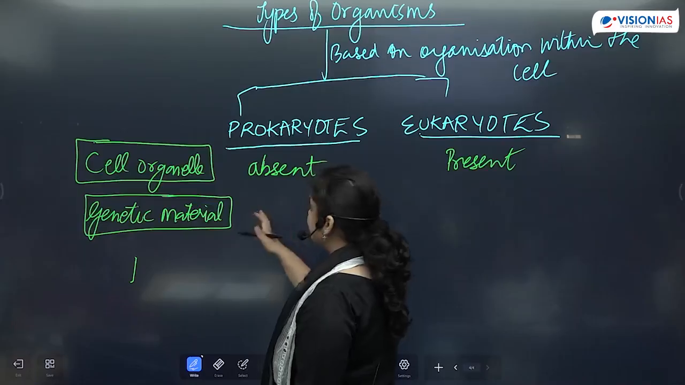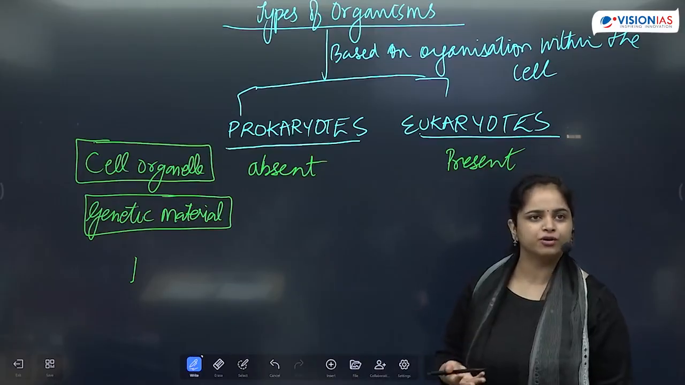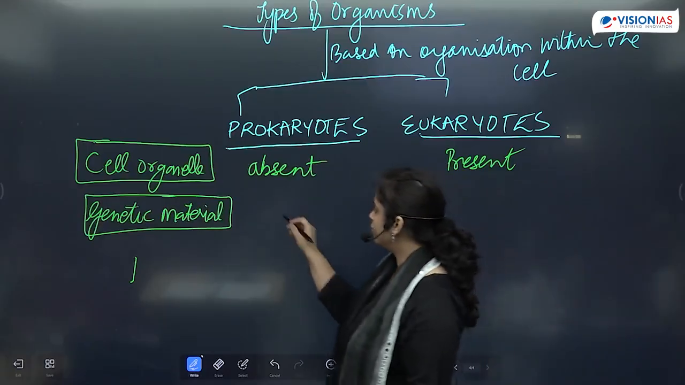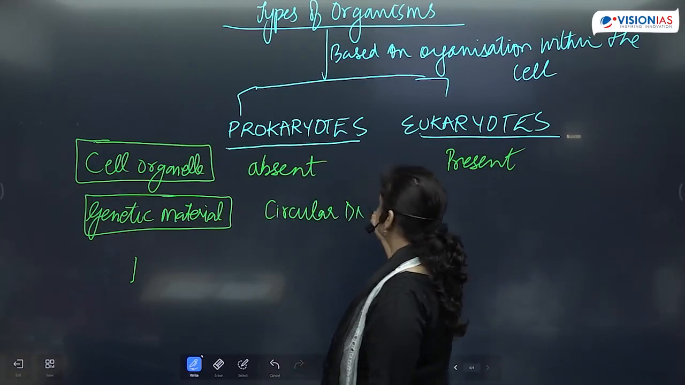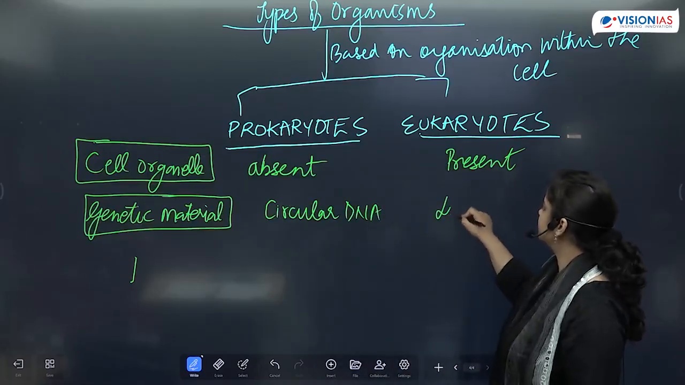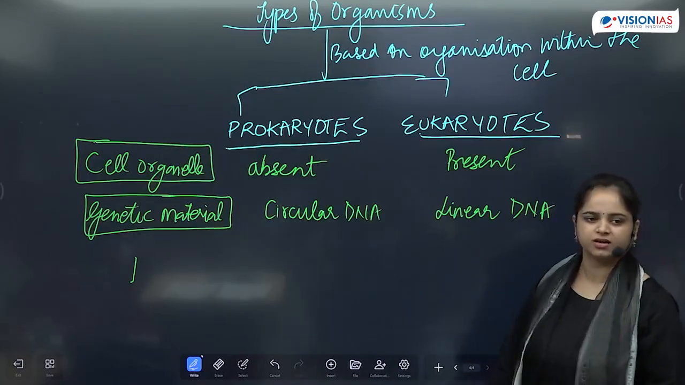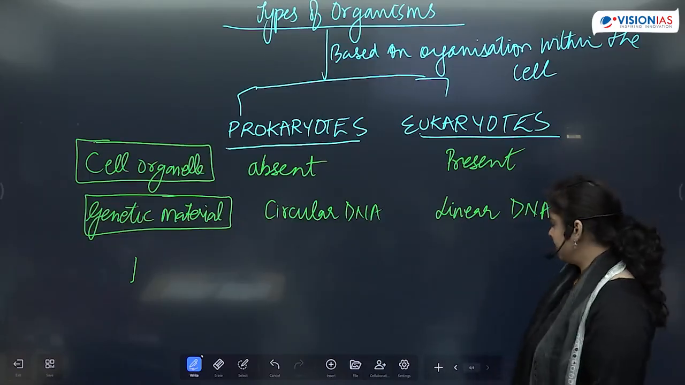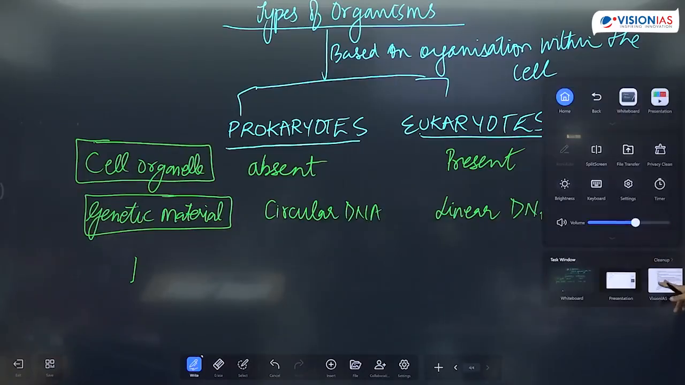The point here is that they both have DNA, but how they are going to have DNA is slightly different. प्रोकैरियोट्स में डीएनए होता है सर्कुलर और यूकैरियोट्स में डीएनए होता है लीनियर. डीएनए सेम है, पर्पस सेम है, सिर्फ अरेंजमेंट का फर्क है, ऑर्गेनाइजेशन का डिफरेंस. I'll take you to that diagram again and then we'll see all these things specifically there and then we'll write down.